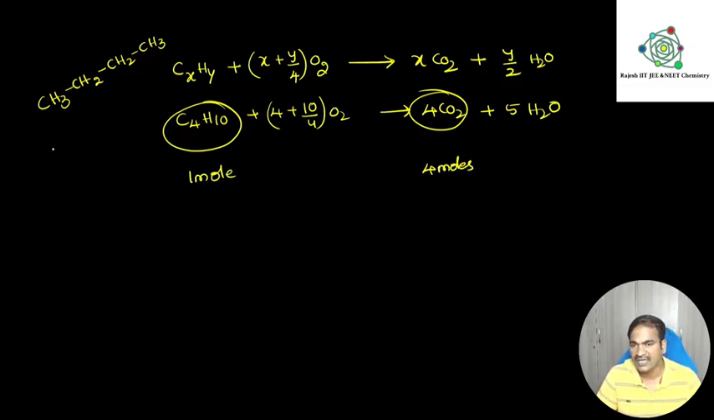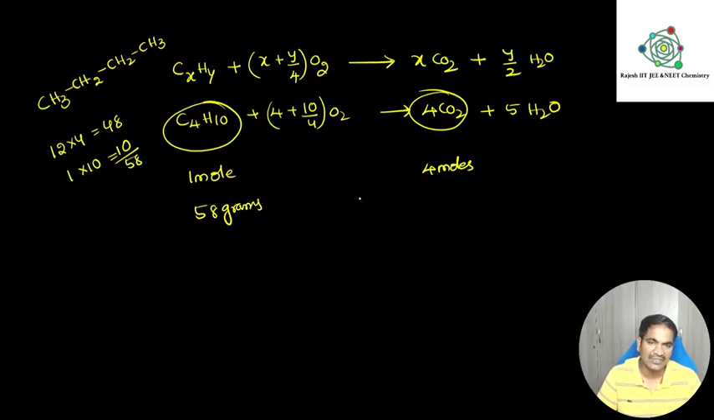So n-butane, how many grams? 12 into 4, which means 48, and 1 into 10 hydrogens. Total 58 grams. 1 mole of n-butane, 58 grams, produces 4 into 44 grams.